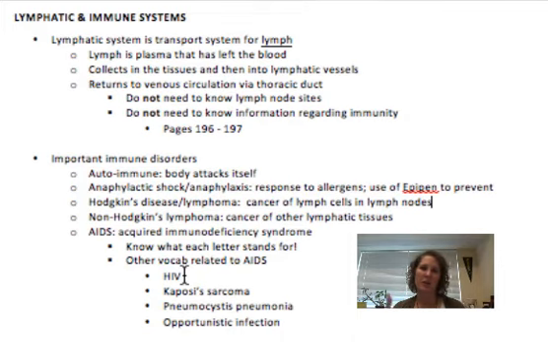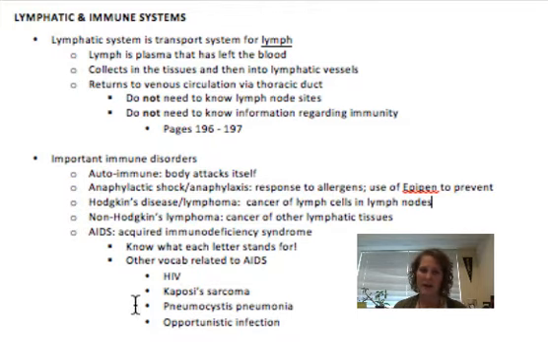Basically, they monitor your white blood cell levels, and as they drop, when you get past a certain level of a particular white blood cell, then they'll say, okay, you actually have AIDS. So they diagnose you with AIDS based on your white blood cell levels, essentially.